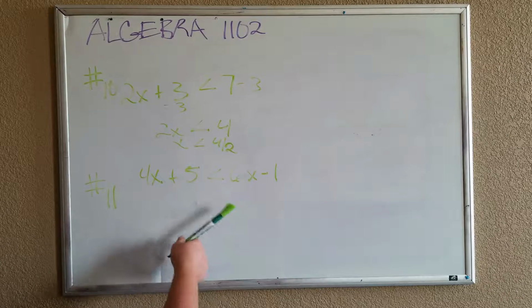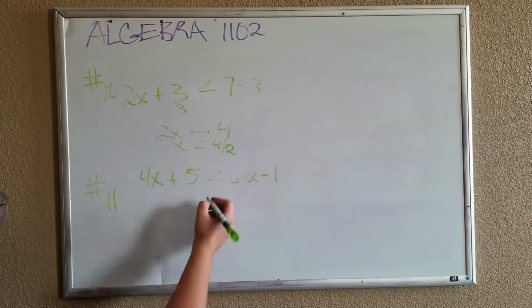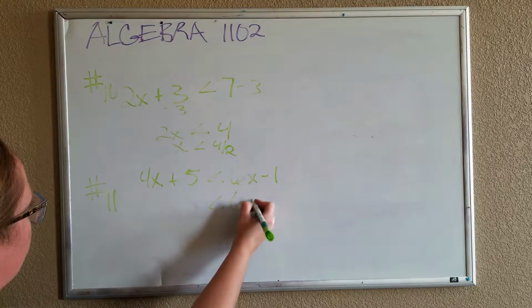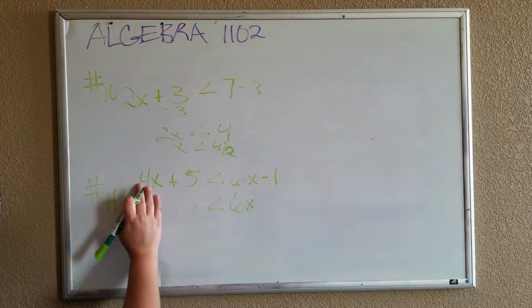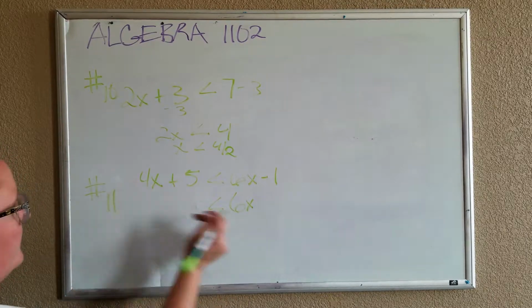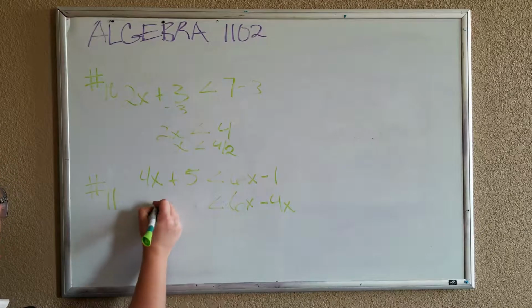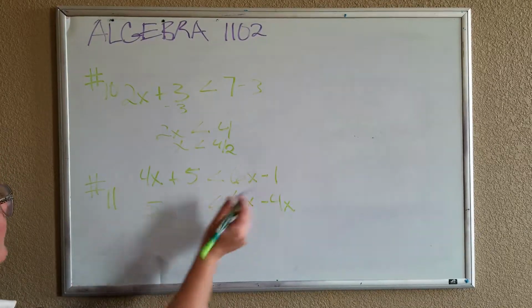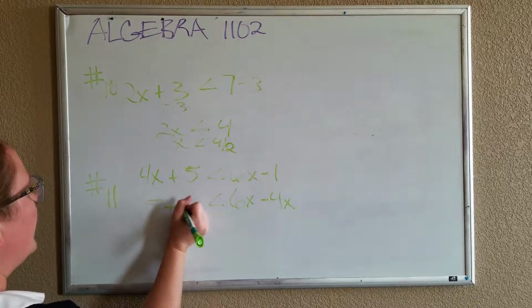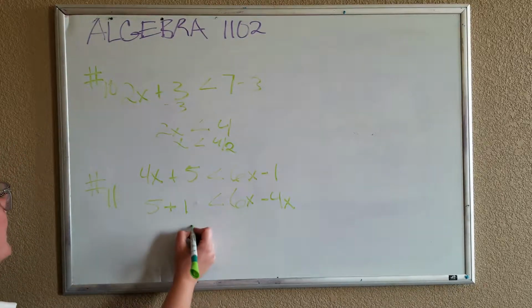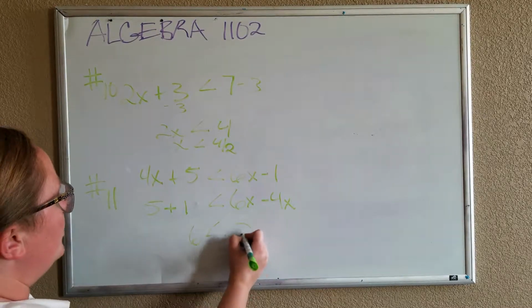In this one, all right, so we have 4x plus 5 is less than 6x minus 1. So again, I usually move to the bigger side. So I'm going to leave 6x here, and I'm going to move this 4x. It's positive, so over here it's going to minus. Over here I already have a 5, and I have a minus 1, so on this side it's going to add 1. All right, so 5 plus 1 is 6, is less than 6 minus 4, which is 2x.